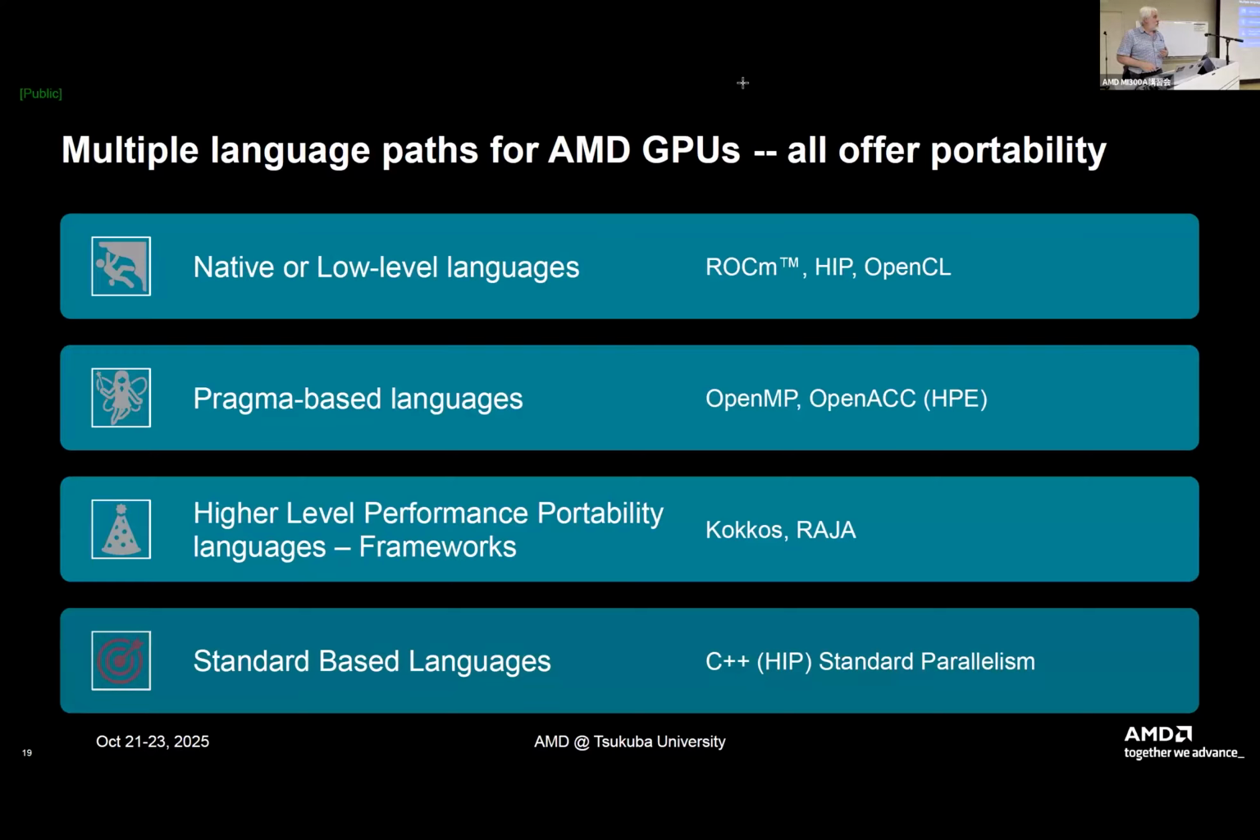Still, you have a lot more control at that lower level. We have frameworks that work at a higher level, like Kokkos and RAJA, or many other of these higher-level frameworks. And then we're starting to see standard-based languages show up. We'll talk a little bit about each of these during these next 3 days.